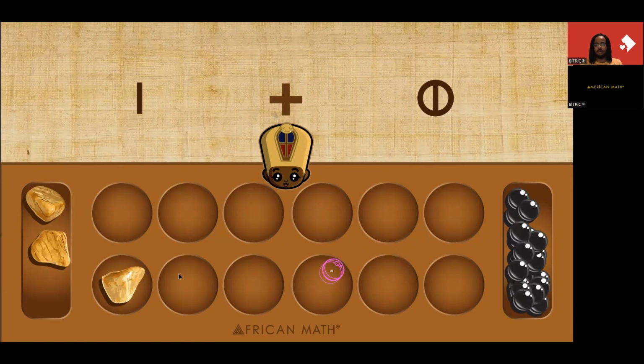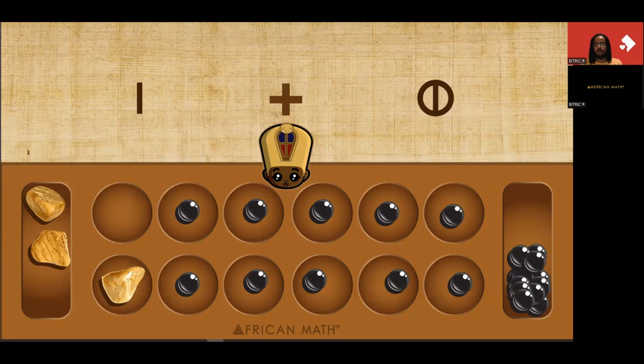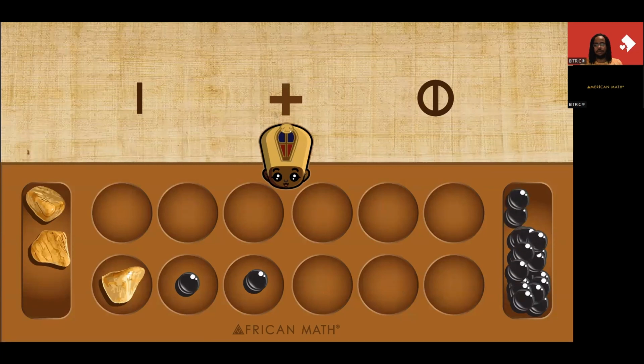This would be 10 1, 10 2, 10 3, 10 4, 10 5, 10 6, 10 7, 10 8, 10 9, two tens. Then we're going to clear and carry in two tens.